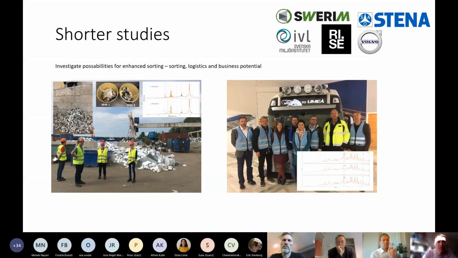We also have done some shorter studies, going to different sites and seeing what the challenges are, and sketching out how these things can be solved. So that's the type of shorter assignments that we think shows the usefulness of this SenSoRe consortium, SenSoRe Testbed. You see two examples here, one at Stena Recycling and one other at Volvo, where they do the cars in Umeå.